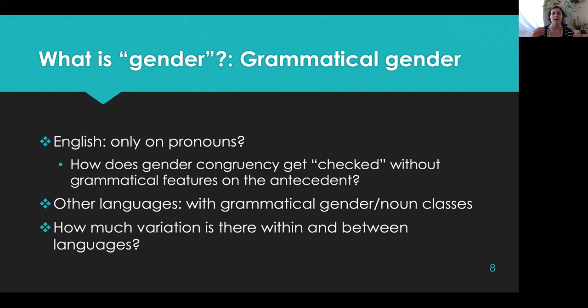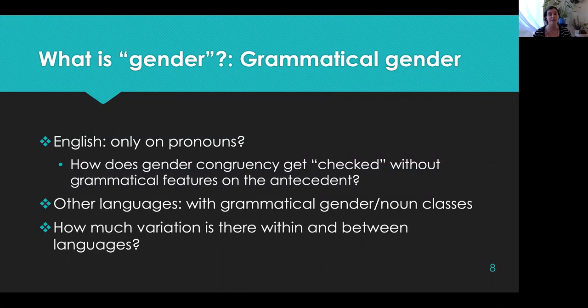Now, other languages have other strategies for dealing with this. Languages with grammatical gender or noun classes have a linguistic feature that needs to match or sometimes needs to match. And if you've got questions about that at the end, I'm happy to talk about some other languages. So then we might want to find out how much variation there is within a language and between languages and between people who speak the same language, how much you're able to vary what kinds of reference you can refer to with different pronouns, whether they're masculine pronouns, feminine pronouns, or gender neutral pronouns.